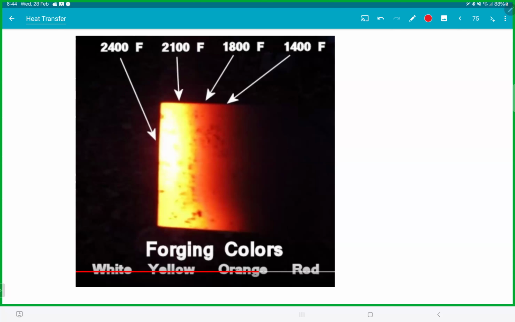If you go and just switch on your gas stove, you'll observe. First, you'll see a blue flame. So blue flame is actually much hotter than white flame.